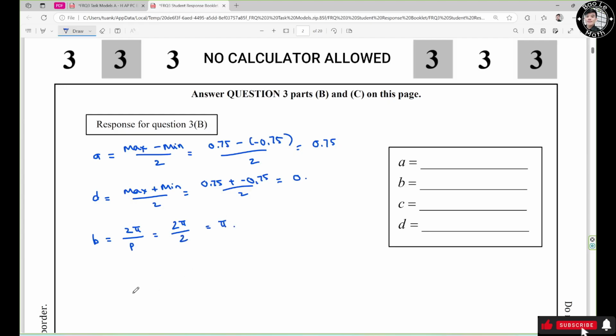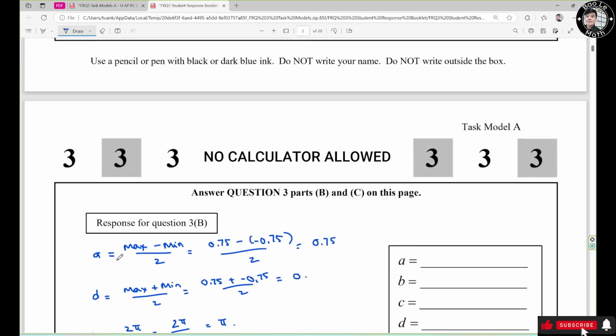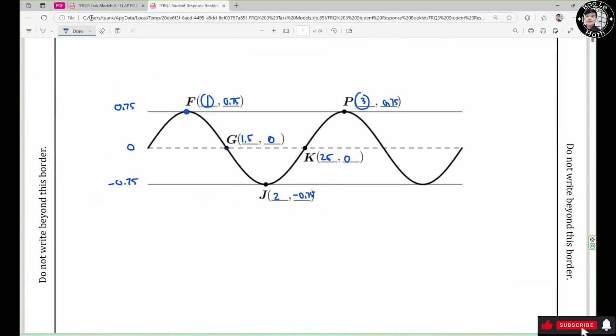Now the phase shift, there are infinitely many phase shifts, so the answer varies. It depends on where you pick the phase shift. Now look, go back over here. If I start right here, t equals 0.5, because this one is 1. So this one should be 0.5.